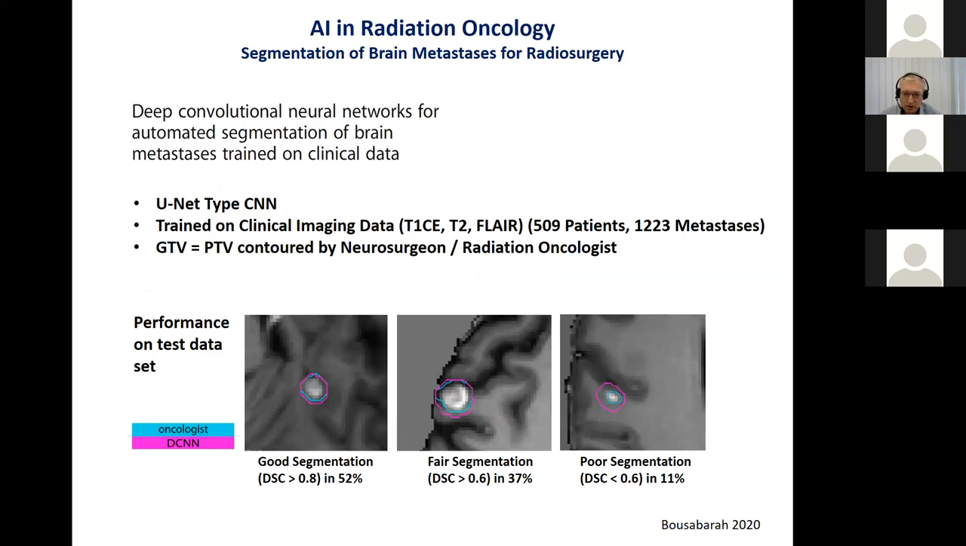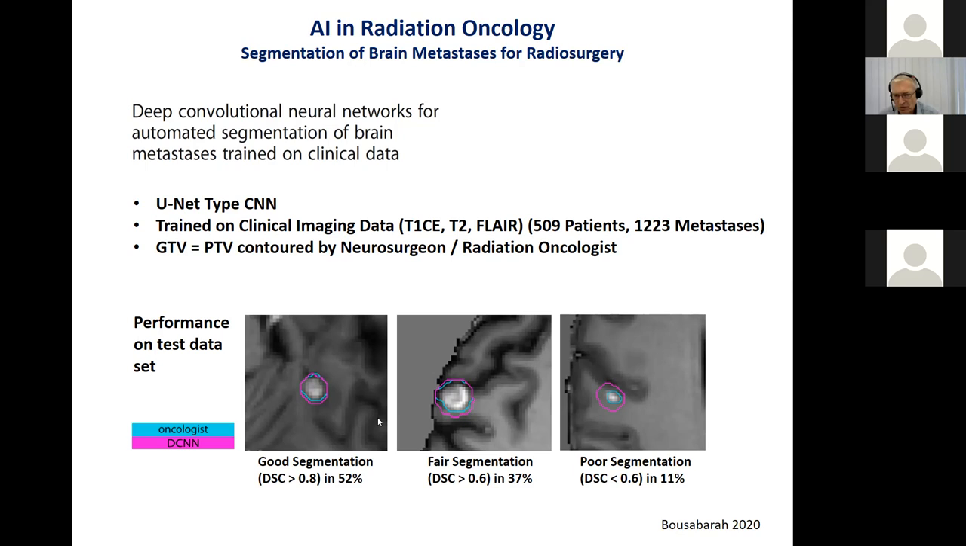We also did a comparable analysis. We tried to segment metastases for the purpose of radiosurgery. There, you normally assume that the GTV is the PTV, I did not define that, but it means just that you have to find the border of the tumor, that is enough. So just segment the tumor, nothing else, no edema or so. And we used this U-Net from Heidelberg, and we trained it on 500 patients and 2,100 metastases.